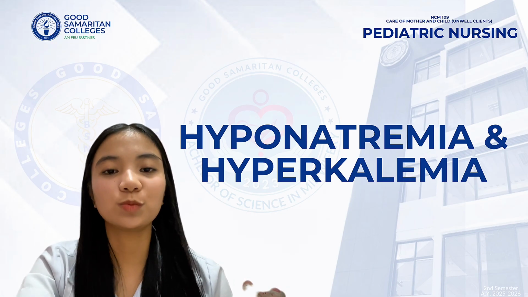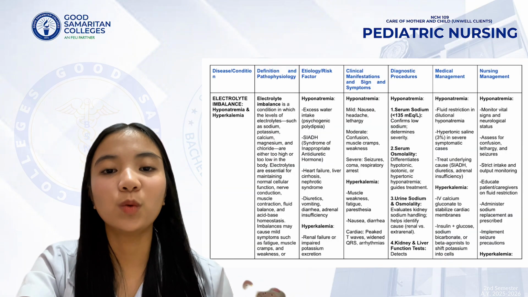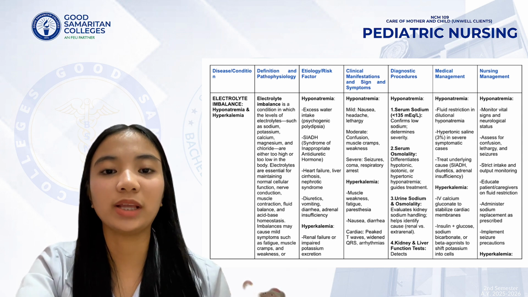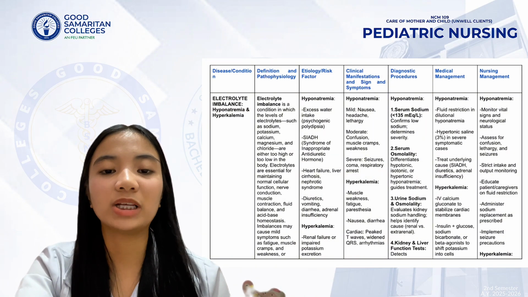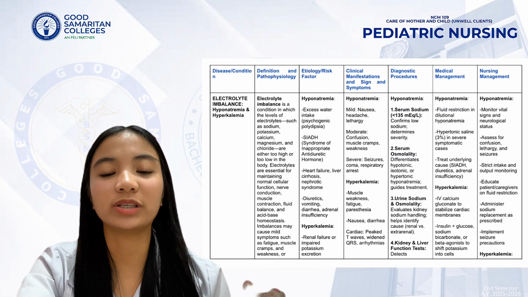So now, mag-focus muna tayo sa hyponatremia. Ang hyponatremia is nangyayari when the sodium level in the blood drops below normal. So either dahil there is too much water that dilutes it or because sodium is lost from the body. Excessive water intake such as psychogenic polydipsia can overwhelm the body's ability to maintain normal sodium levels. Hormonal imbalance, particularly SIAD, can cause the body to retain water, further lowering sodium concentration.